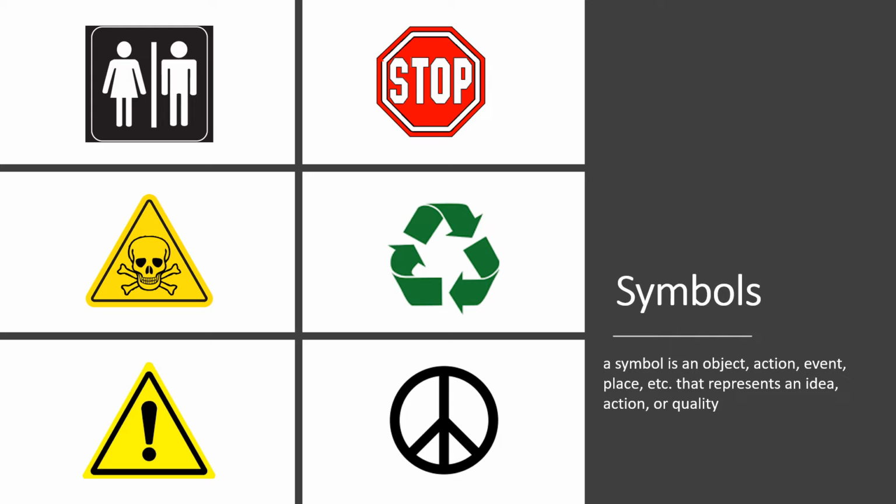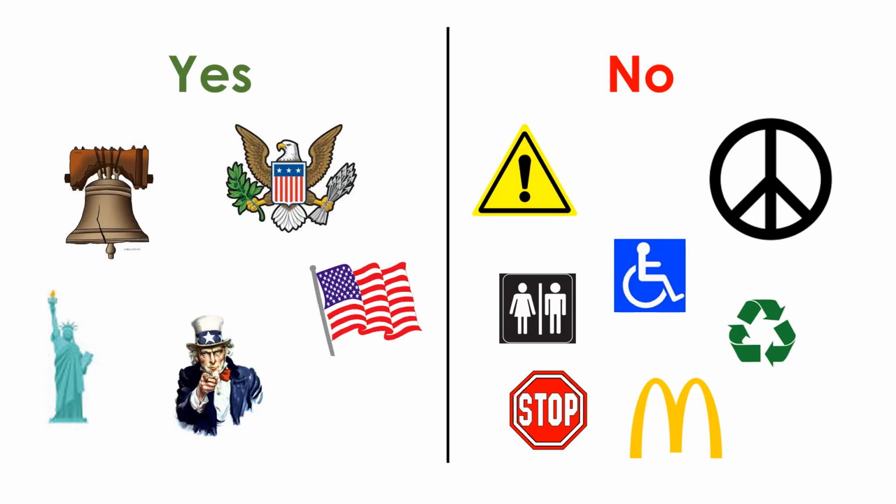The exclamation point in the yellow triangle represents caution. And then we see a circle with 3 lines, which represents peace. I've sorted some of the symbols that you might recognize, in addition to some other symbols. See if you can figure out what types of symbols we'll focus on today based on our yes and no categories.